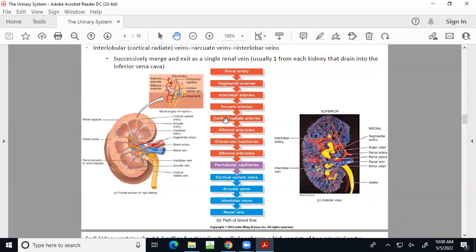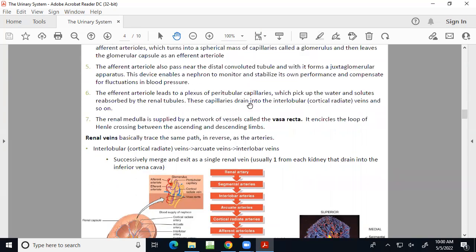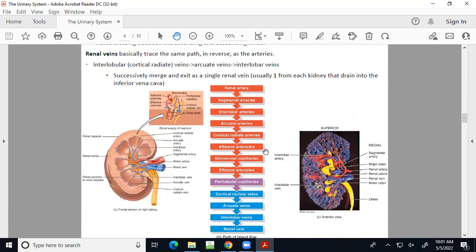Now, keep in mind, you see cortical radiate artery, cortical radiate veins. It might not be a bad idea to put in parentheses their other name, just in case I ask you to know that, which is interlobular. So here, cortical radiate arteries, once again, are interlobular arteries. Cortical radiate veins are also known as interlobular veins. Sound good?